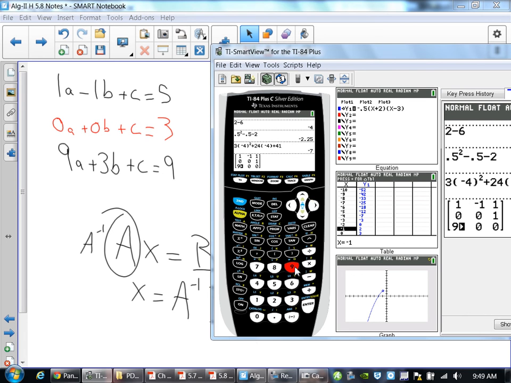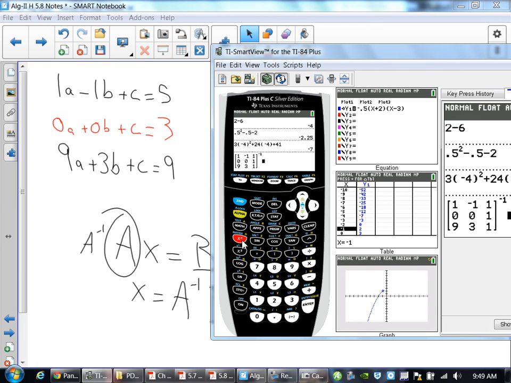And then 9, 3, 1. Now I know that I need to put an inverse. You guys know where the inverse button is on your calculator? It's the x to the -1, right above x squared. Okay?